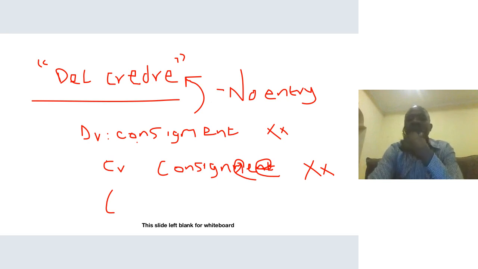And then the last one, the entry for balance in the goods sent account. Remember, when the consignor is sending the goods, he expects that all of them will be sold. But that may not be a reality. In some instances, only a part of the goods have been sold and some part have not been sold.